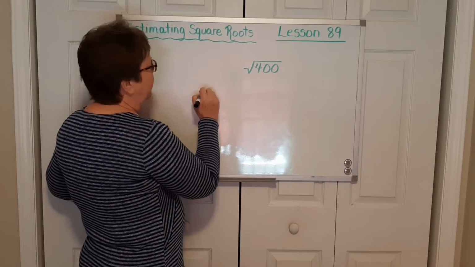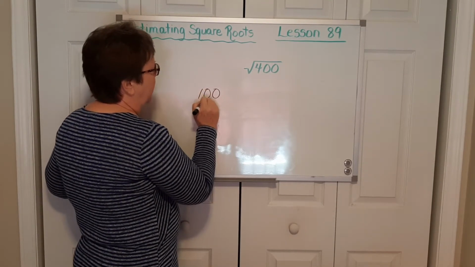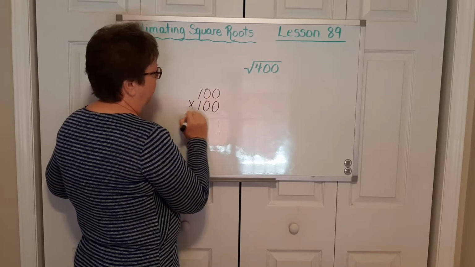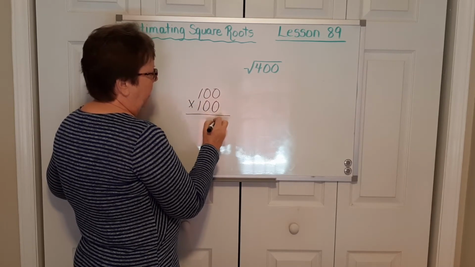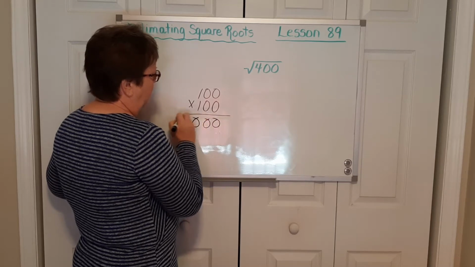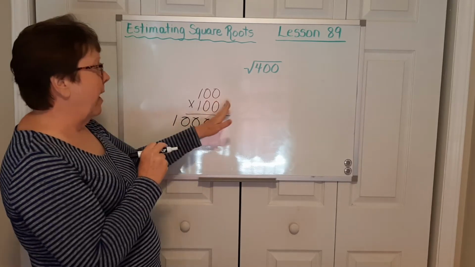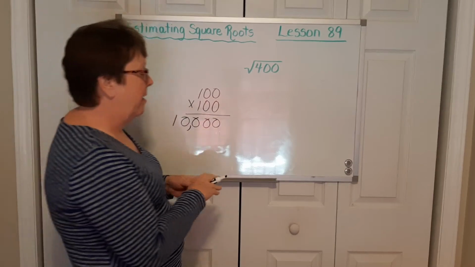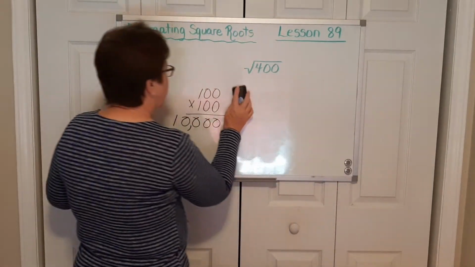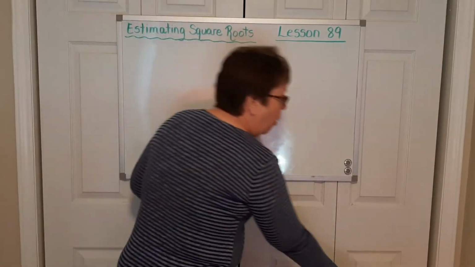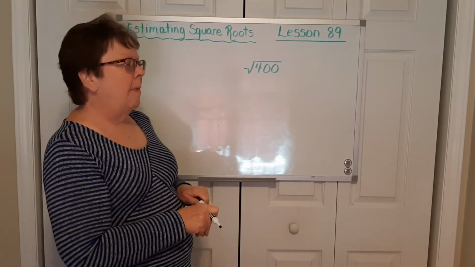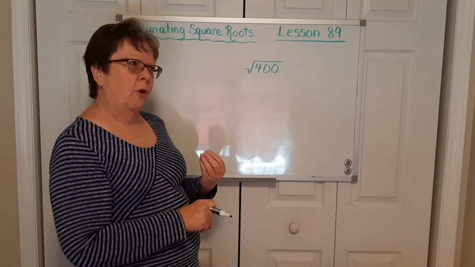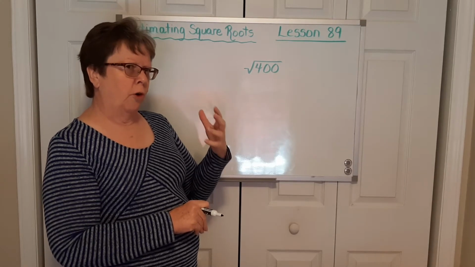What if I said 100 times 100? Let's see, that would be 10,000, so that's way too high, isn't it? So we know it's not 10, because it's got to be more than 10. We know it's not 100, because that's way too much. I think you'll be able to learn to look for clues.